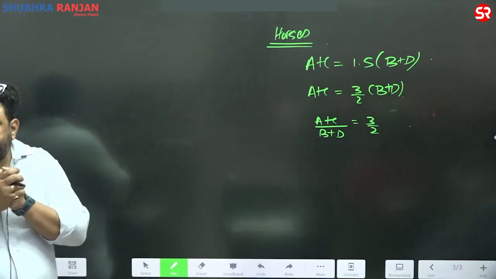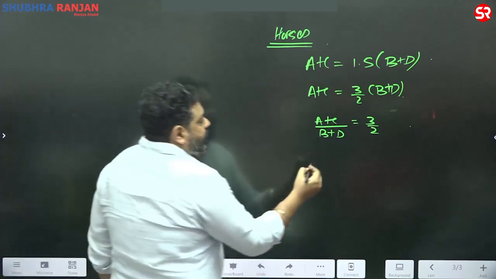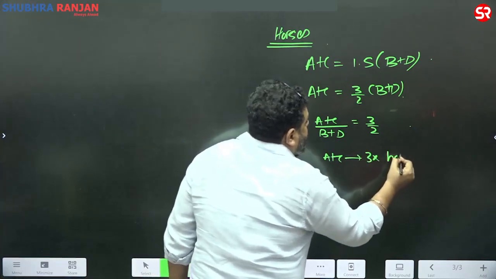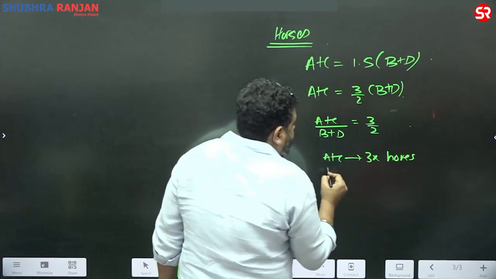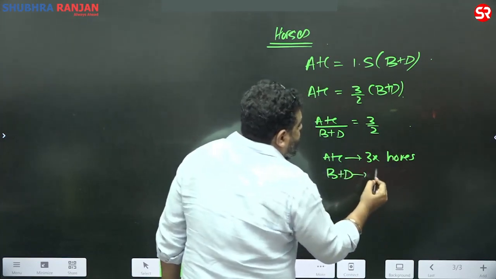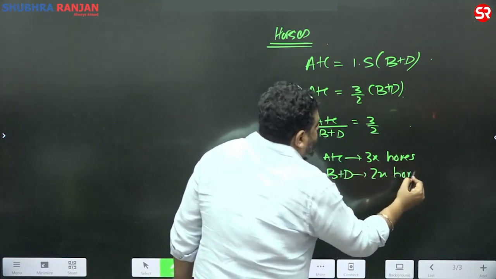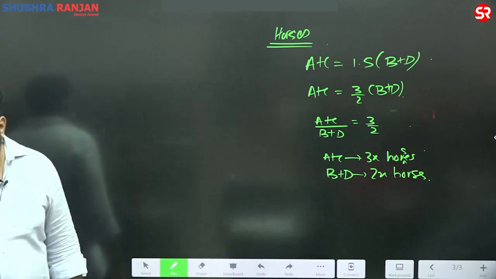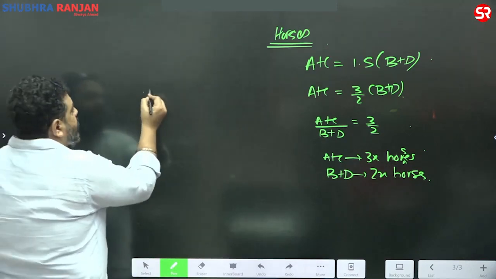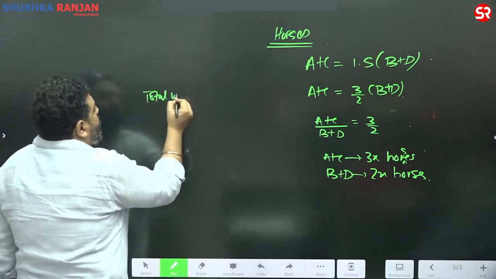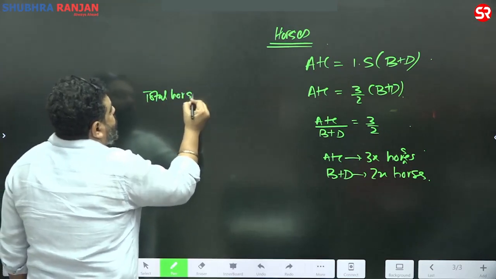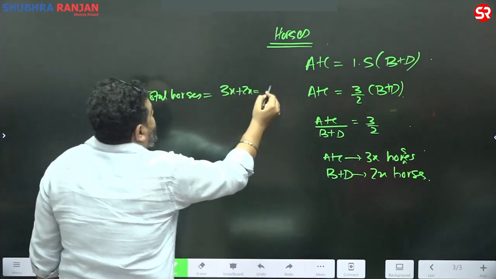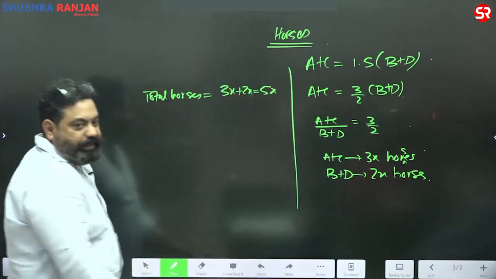Clear? Right? Which means if A plus C have 3x horses, then B plus D have how many horses? 2x horses. Clear है? So total horses कितना हो गया? 3x plus 2x which is equal to 5x.